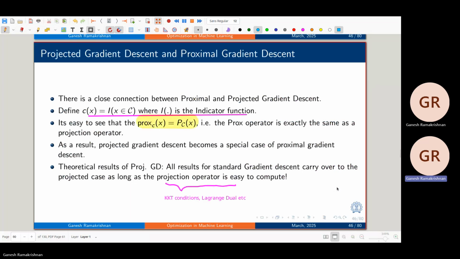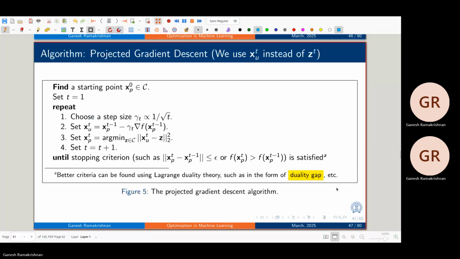So the theoretical results, all results of standard gradient descent carry over to projected gradient descent as long as the projection operator is easy to compute. So the headache is still put on the projection step. Somehow that has to be a black box. So that's the reason that projection deserves discussion. Okay, otherwise it's exactly the same.